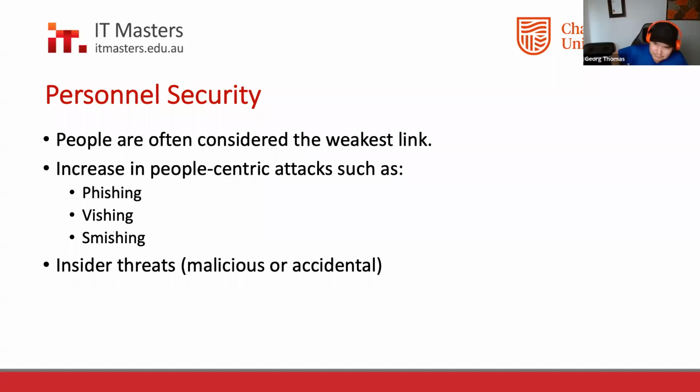Personnel security. People are often considered the weakest link. Yeah, those poor people, the weakest link. But hey, I mean, it's been going around. The security folk have been saying it forever, weakest link. But hey, they could also be a very strong link. But yes, the manipulation of people to achieve a goal from a threat actor perspective is just everywhere. Like, it is everywhere.